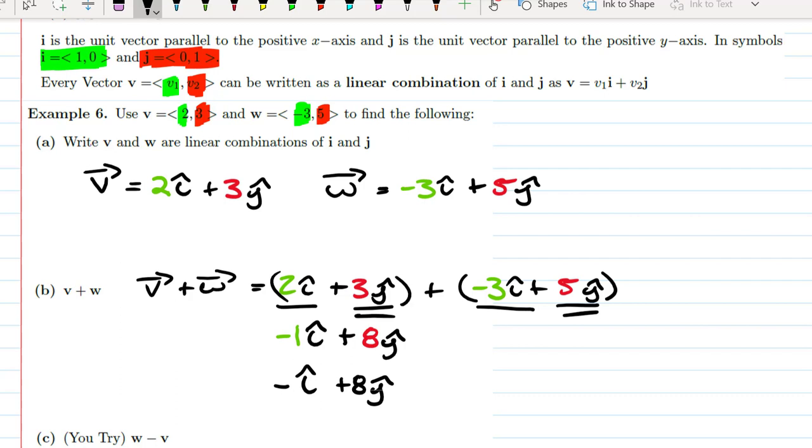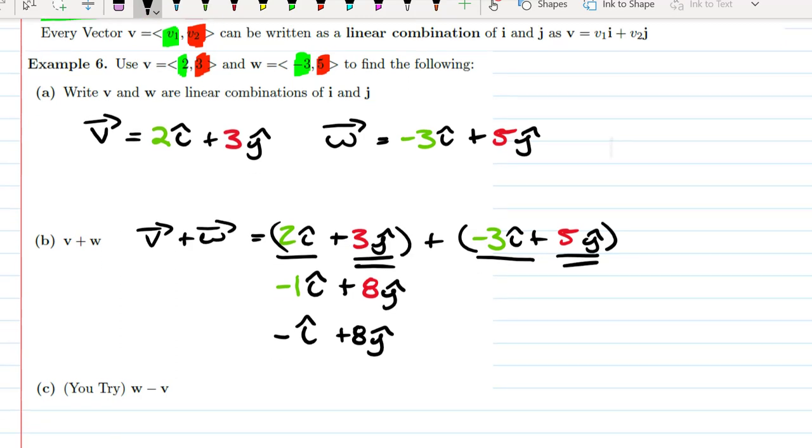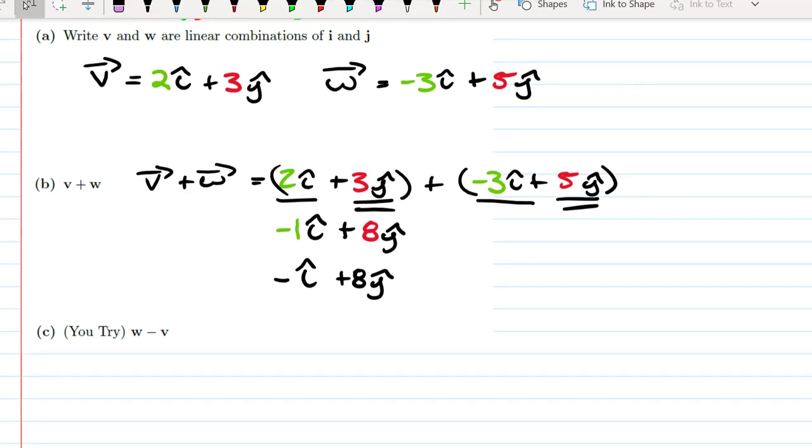So this is just a different way to do the same thing. And if we notice, 2 plus negative 3 gives us negative 1, and 3 plus 5 gives us 8. We're just writing these in a different format, but it means exactly the same thing. All right, it's now your turn. I want you to do w minus v, and be just a little bit careful when we're subtracting.